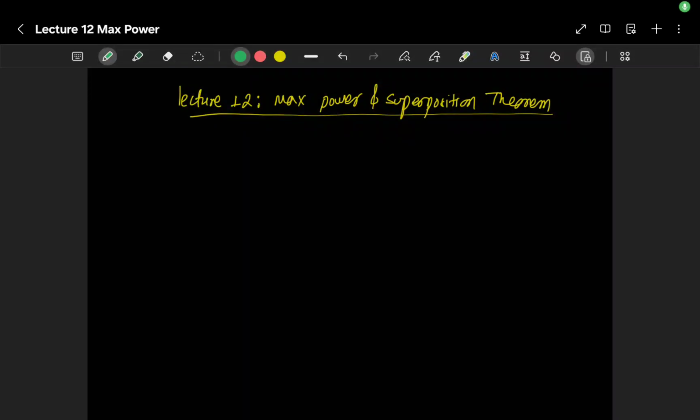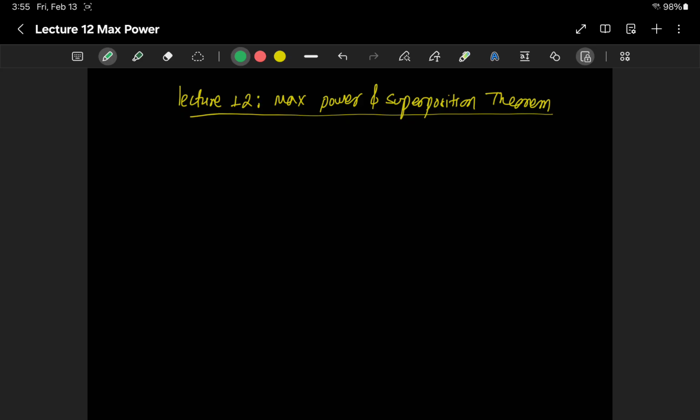Hello. The lecture today is maximum power and superposition theorem. These are the other two network theorems before we start op-amp lectures in the next class. Today we'll look into a one port network, and if we put a load resistance across that one port network, we'll look into the answer of what load will draw maximum power from that one port network.